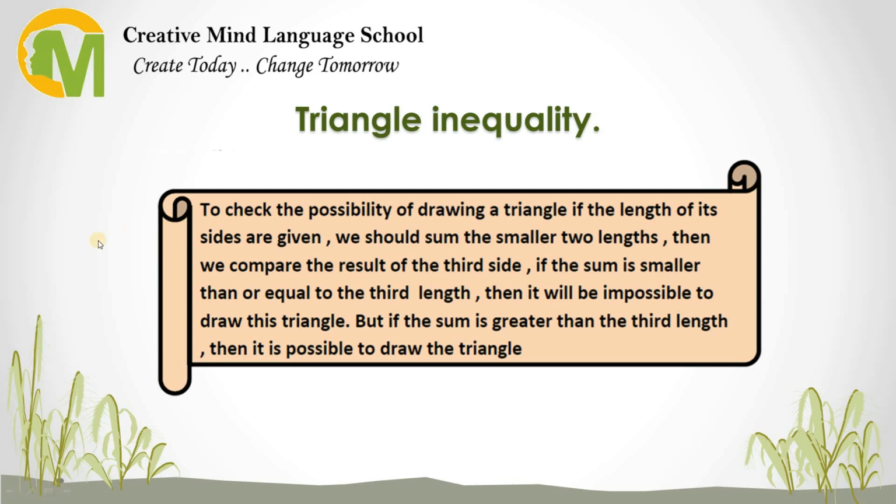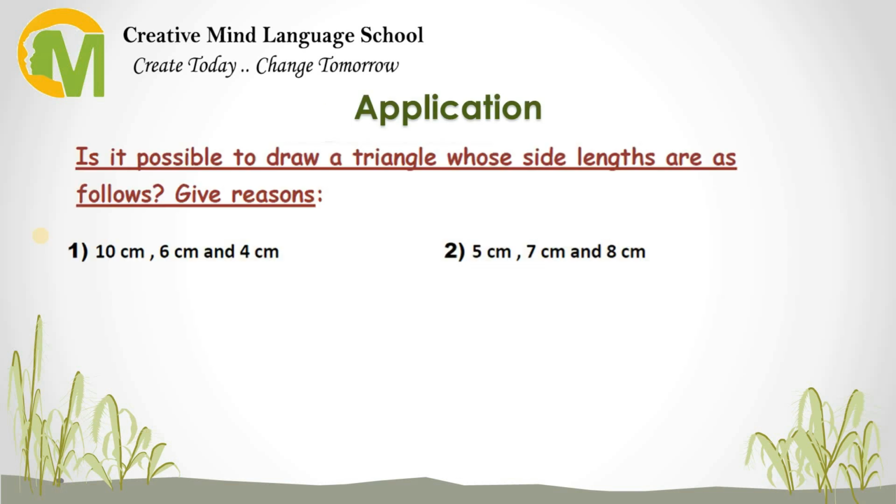To check the possibility of drawing a triangle if the lengths of its sides are given, we should sum the smaller two lengths, then compare the result to the third side. If the sum is smaller than or equal to the third length, then it will be impossible to draw this triangle. But if the sum is greater than the third length, then it is possible to draw the triangle. Now let's apply this rule on this exercise.